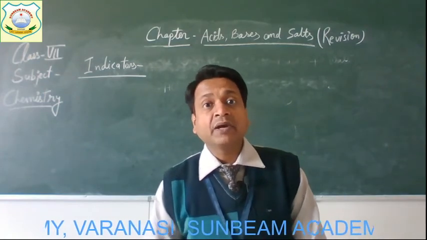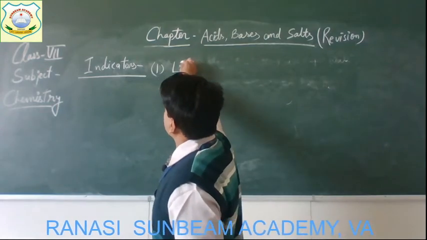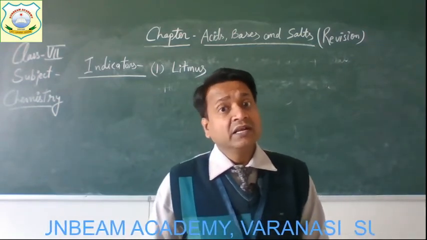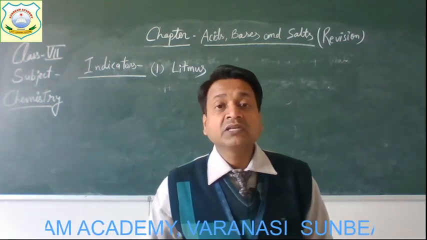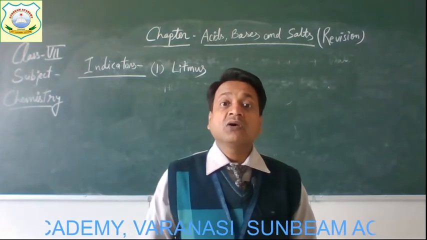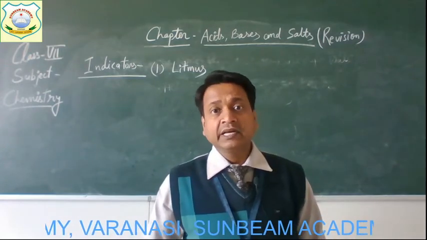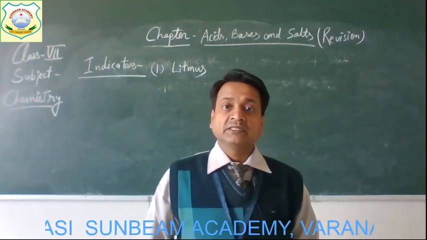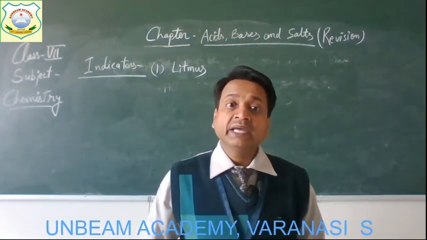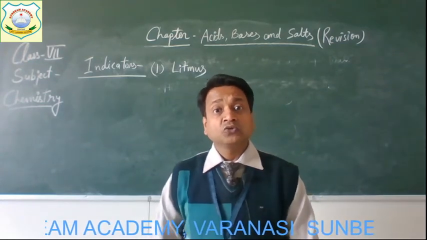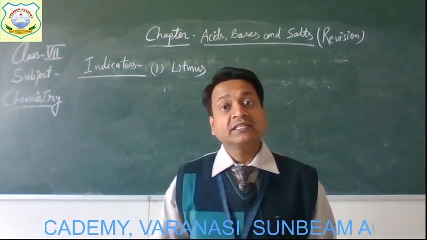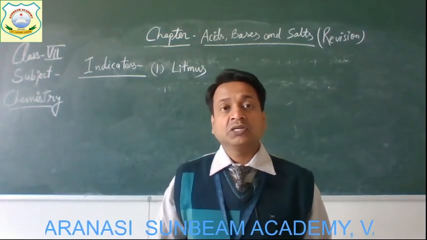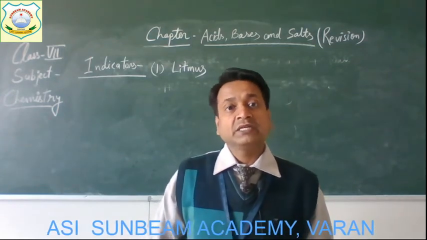One very common example of this indicator is litmus. Okay, litmus is a kind of indicator. Litmus is obtained from lichens. The lichens are, children, actually a symbiotic association of an alga and a fungus. So from this group of organisms, a solution is obtained and this solution is known as litmus. And this litmus acts as an acid-base indicator. Alright? Now the litmus solution is purple in color in distilled water. Alright? And it turns red in an acidic solution and turns blue in a basic solution.